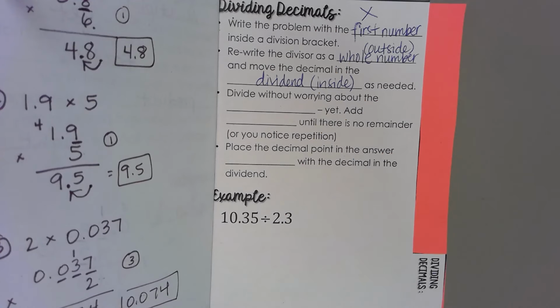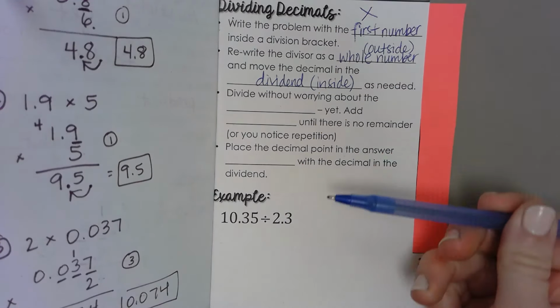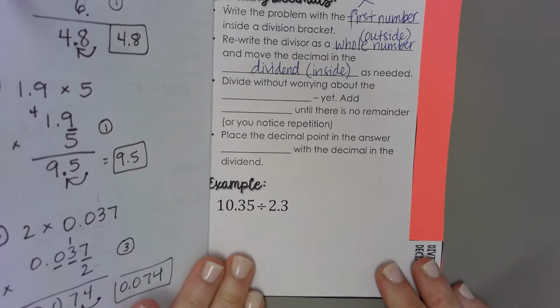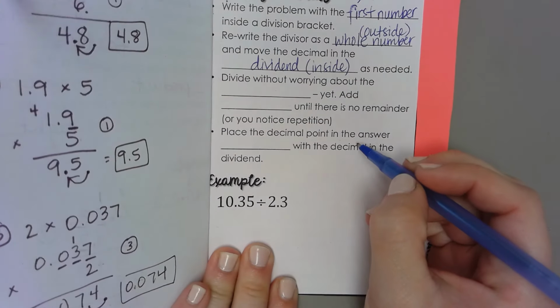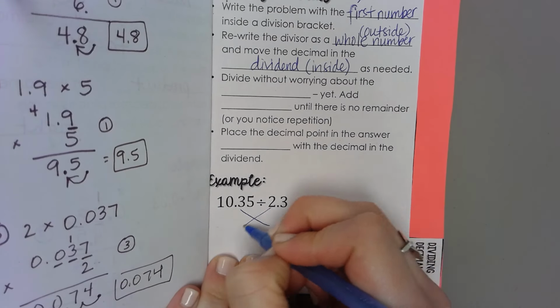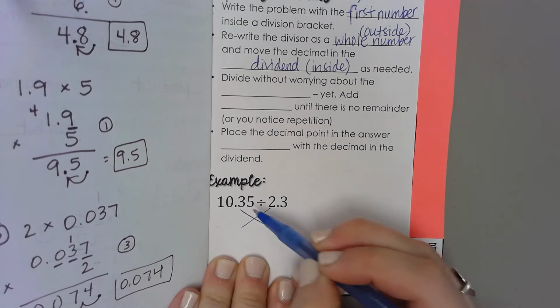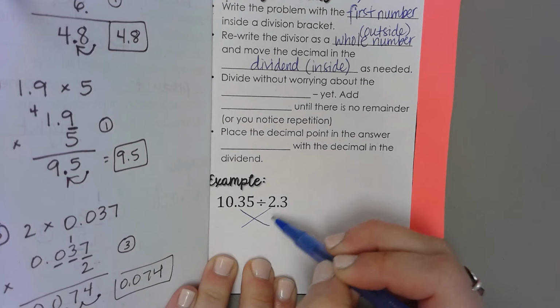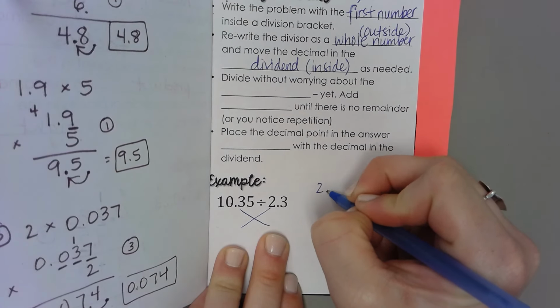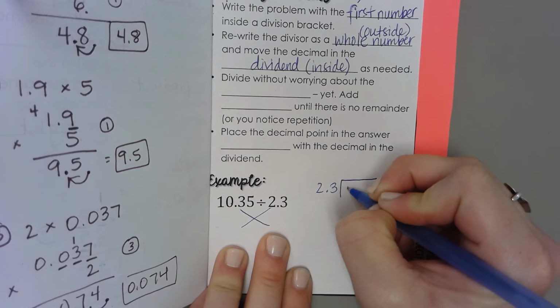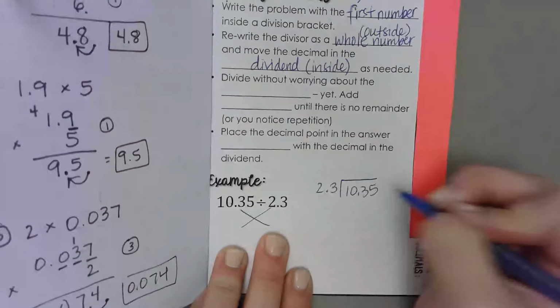Okay, so that may not make a whole lot of sense to you right now. So what I'm going to do is pause these notes. I'm going to solve this problem down here, and we're going to set it up just until we get to this part in our directions, and then we will continue on with the notes. So remember, 10.35 is going to go on the inside of the bracket, 2.3 is going to go on the outside. So let's set this up: 2.3 goes into 10.35.